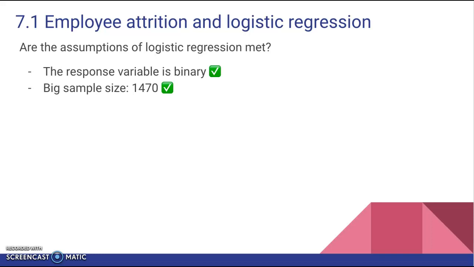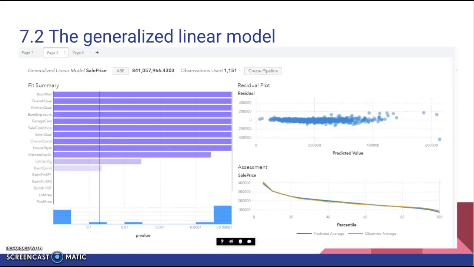Are the assumptions of logistic regression met? Yes, the response variable is binary, and the sample size is 1,470, which means that this data set meets both assumptions for the logistic regression.